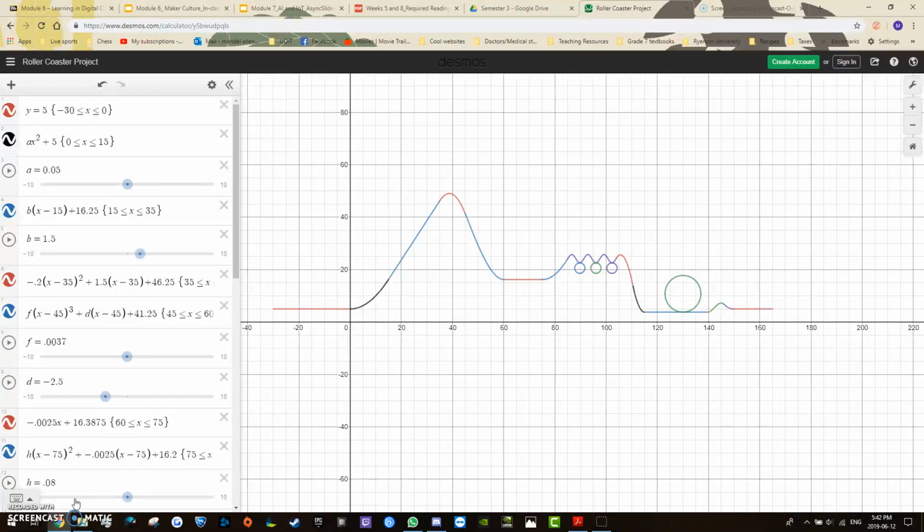So what I feel is a good way of including a making project into advanced functions is making a roller coaster using functions. For those of you who don't know, in the advanced functions course, you learn about making different types of functions. And functions, from a graphical perspective, is you're learning how to make different patterns of lines. So you would make lines that are just straight.